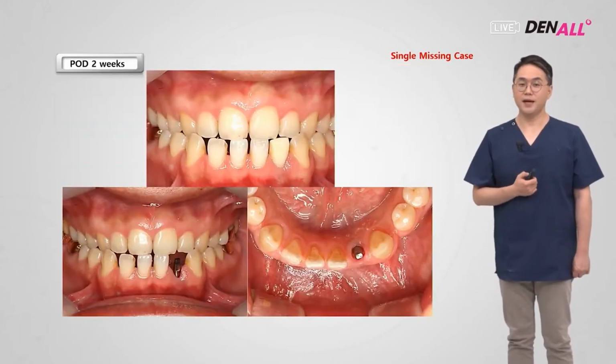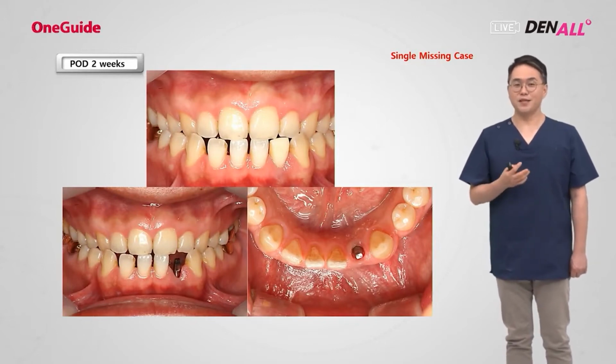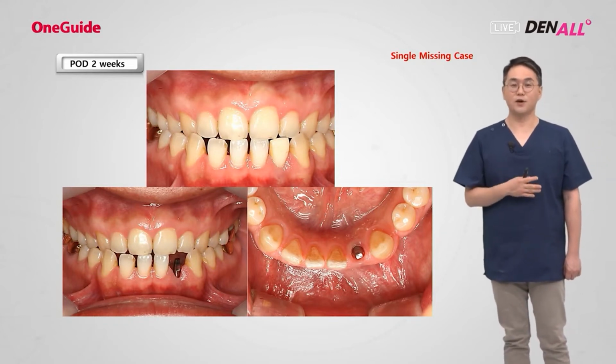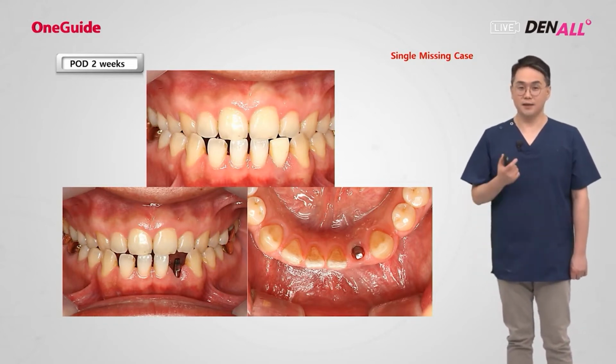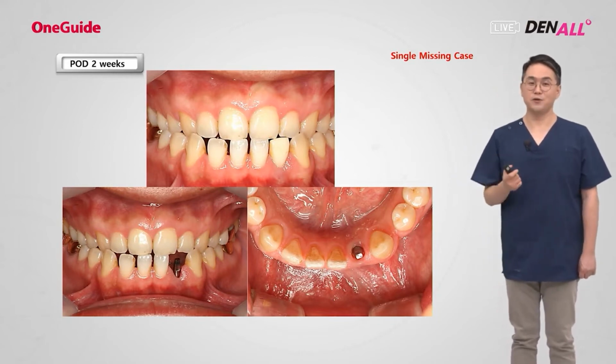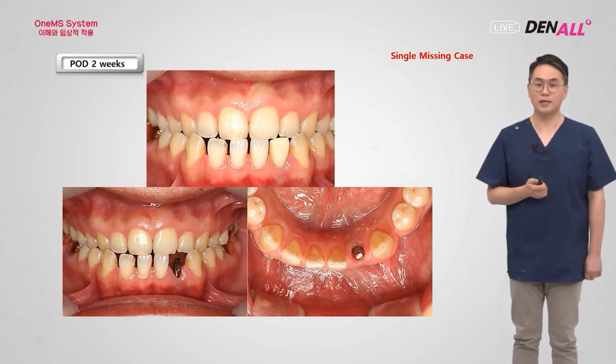After 2 weeks, this is how it's healed. If you were to do GBR, you would open the flap, then the papilla would have receded, and there could have been scars, and it would not have been very aesthetic. But in such cases, we went with the flapless approach, and a temporary crown was immediately delivered. So it's molded to the gingiva, and the papilla of the adjacent teeth were maintained.